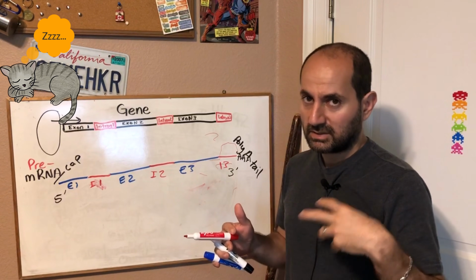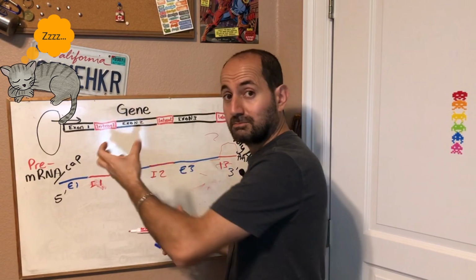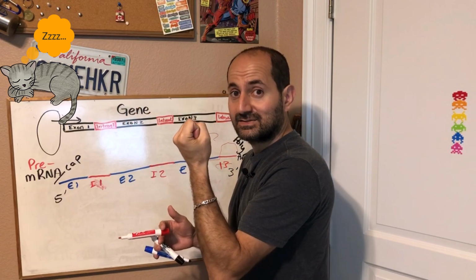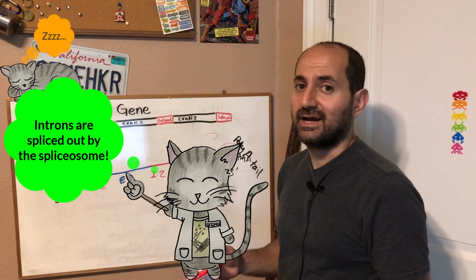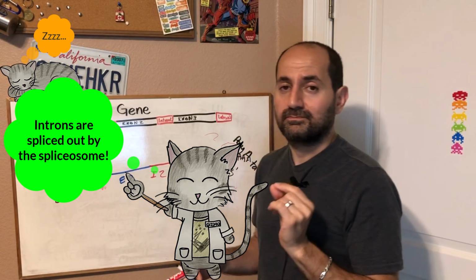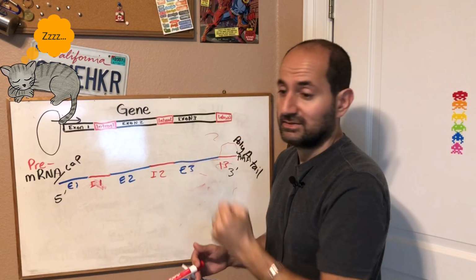A special enzyme called the spliceosome comes along and it literally splices out, excises the introns. Okay, you need to know that the introns are excised by the spliceosome. The spliceosome is the enzyme that will splice out or excise the intron.